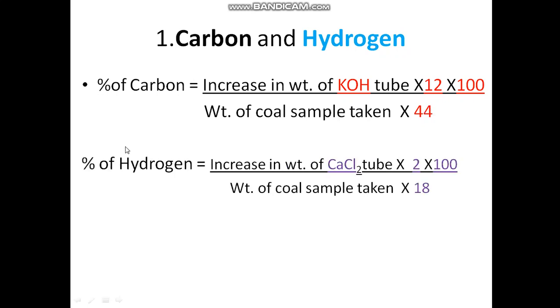Then the percentage of hydrogen, it is the increase in the weight of the calcium chloride tube into, for hydrogen it is 2 multiplied by 100 upon the weight of the coal sample taken into, for H2O we have written 18. So this is how we are going to calculate the percentage of carbon and the hydrogen.